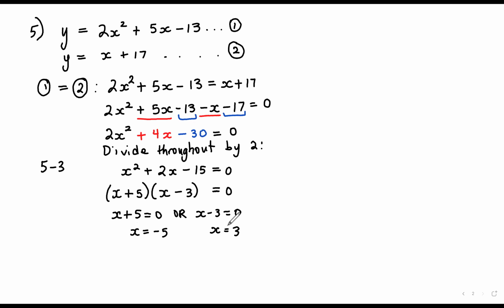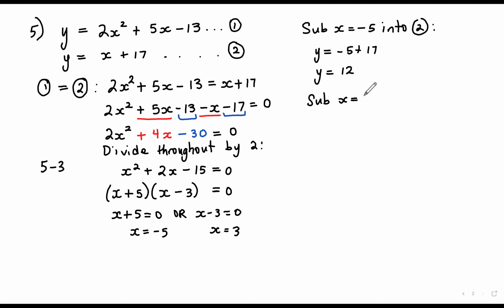And now that you have your two values for x, you can substitute x is equal to negative 5 into equation 2, because that's the simpler of the two equations. So wherever I have x in equation 2, I'm replacing it with negative 5. So it'll be y is equal to negative 5 plus 17, which means y would be equal to 12. And then the other one, substitute x is equal to 3 into equation 2 as well. So that would be y is equal to 3 plus 17, which means y is equal to 20.